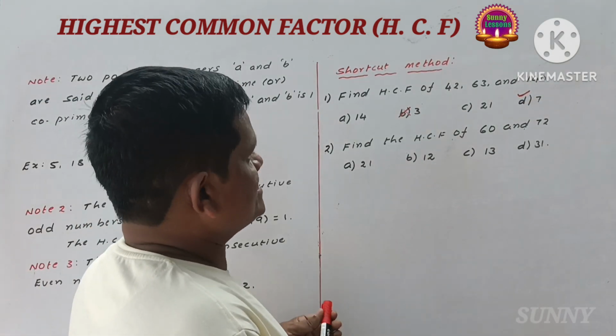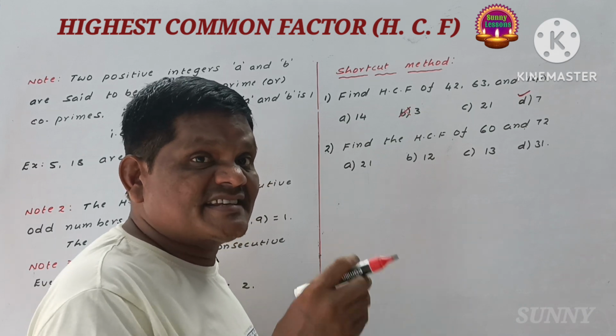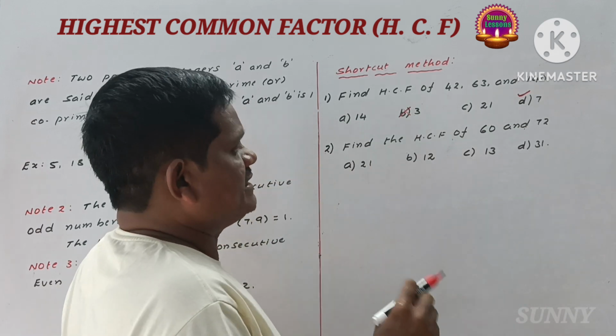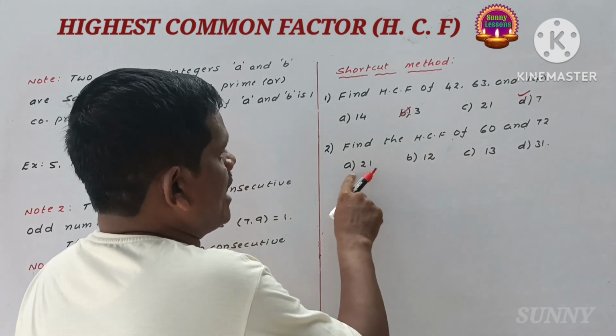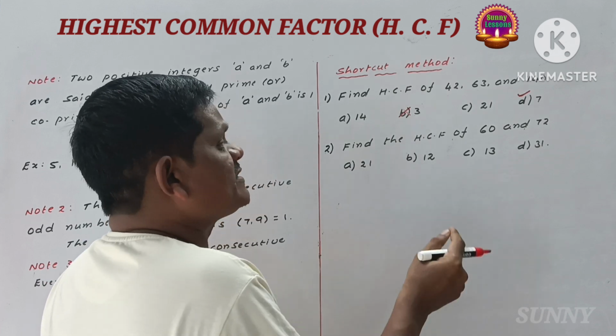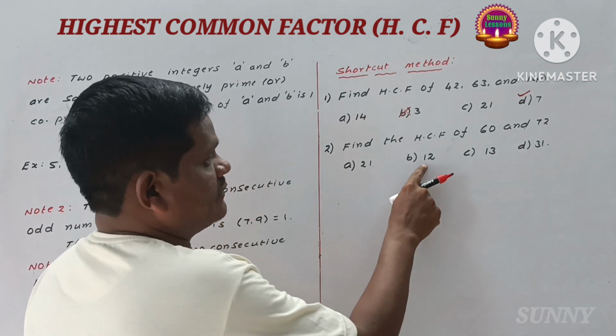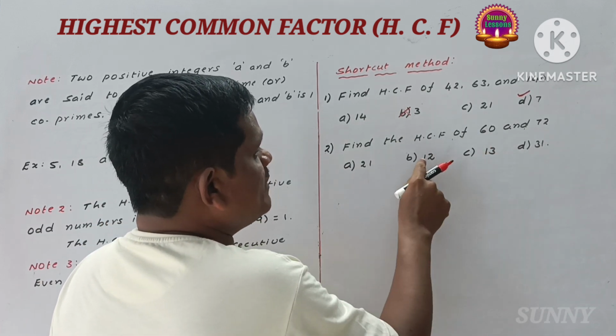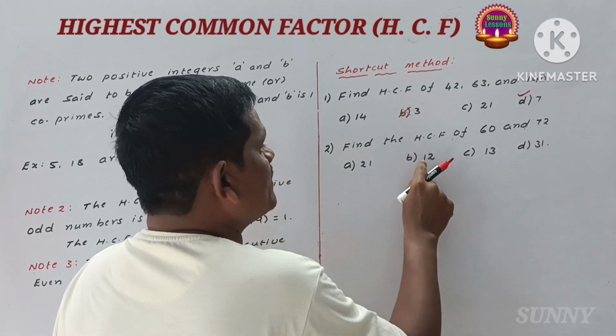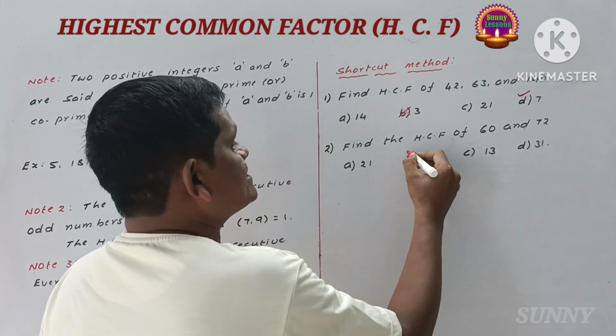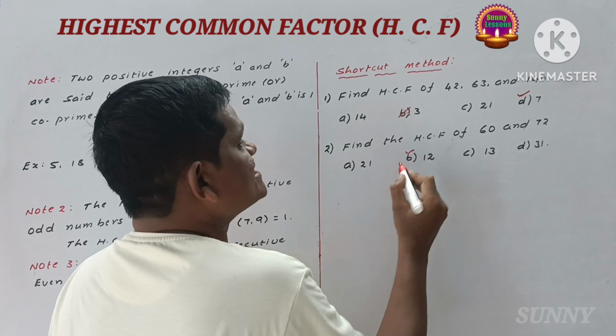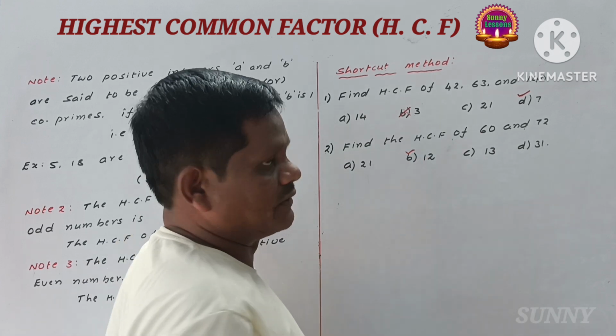Next, the second example is find the HCF of 60 and 72. In this case, we have to take the options. In these options, which is the least number? 12. So 60 is divisible by 12 and 72 is divisible by 12. So our answer is 12. So the HCF of 60 and 72 is 12.